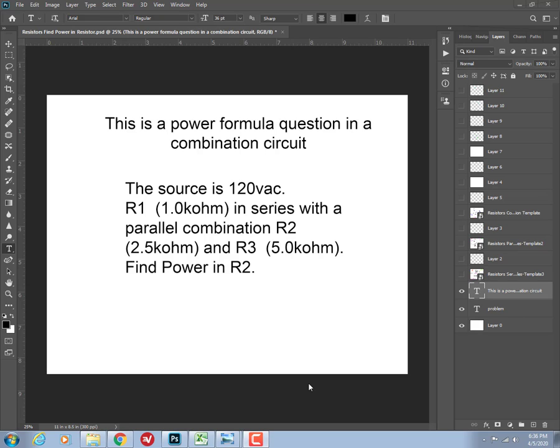Hello. This problem is a power formula question in a combination circuit. We have a source voltage of 120 volts AC. We have three resistors. R1 is in series with a parallel combination of R2 and R3. R1 is 1.0 K ohm, R2 is 2.5 K ohm, and R3 is 5.0 K ohm. Find the power in R2.